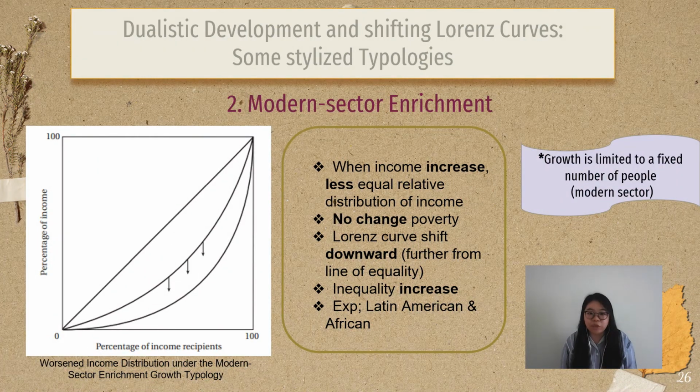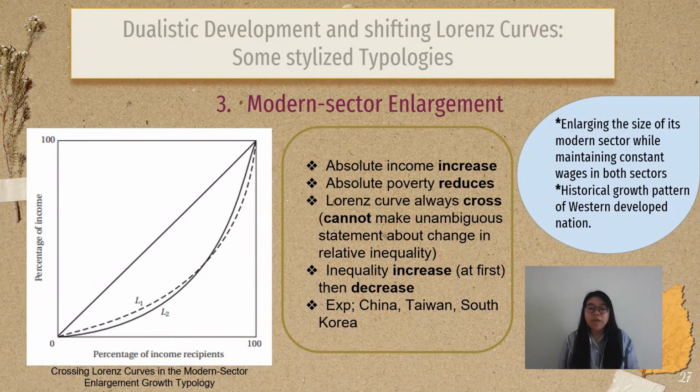Second is the modern sector enrichment growth typology. Growth results in higher incomes, a less equal relative distribution of income, and no change in poverty. This causes the Lorenz curve to shift downward and further from the line of equality, so inequality increases. And the last one is modern sector enlargement growth. Absolute income rises and absolute poverty is reduced, but the Lorenz curves will always cross, indicating that we cannot make any unambiguous statement about changes in relative inequality. It may be improved or decreased. Based on the diagram, it shows that inequality increased at first and then decreased at last.